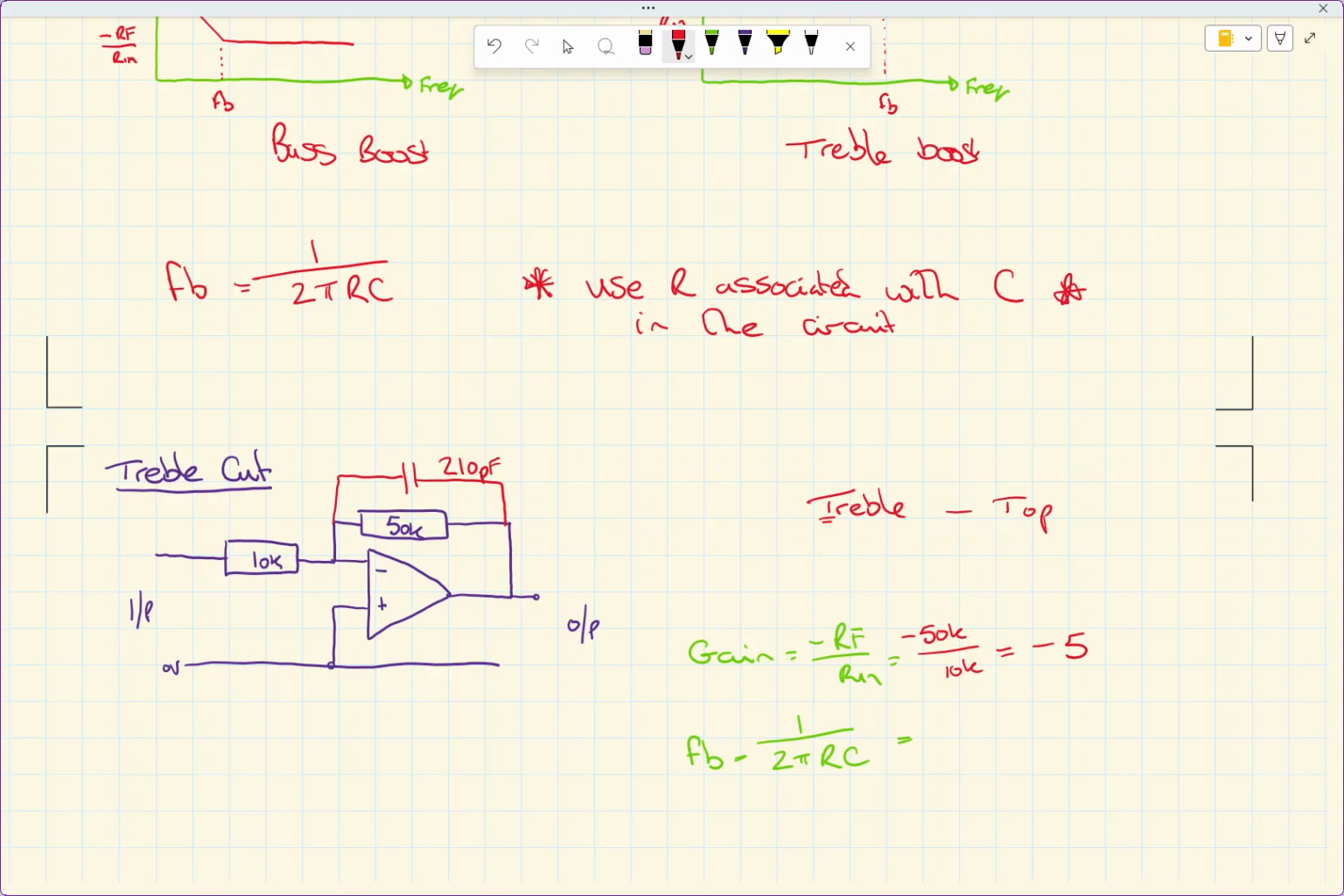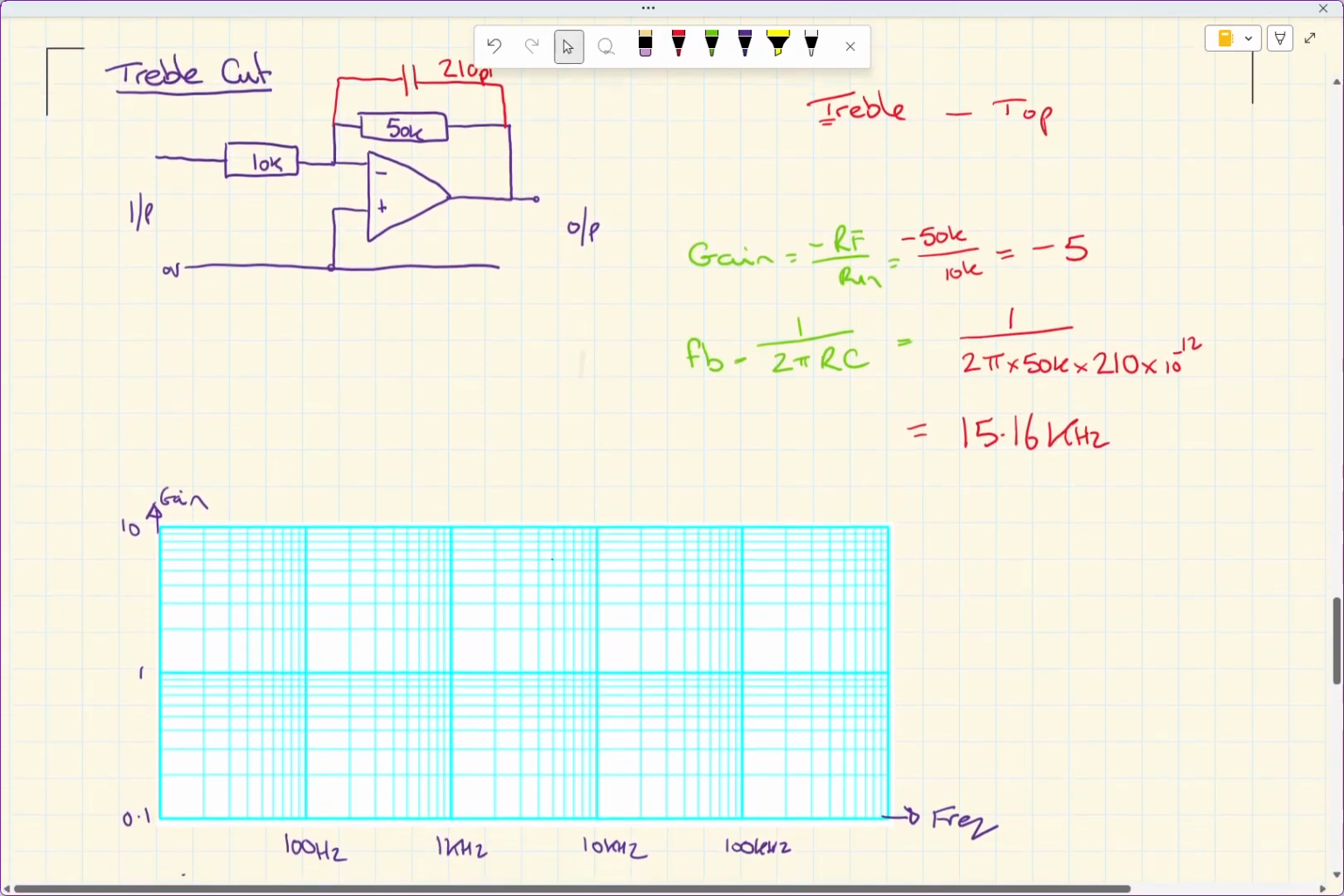And then looking at the break frequency, well, it's the 50k resistor that's associated with that capacitor. So when I pop my values into my formula, 1 over 2 pi times my 50k resistor times my 210 times 10 to the -12 farads capacitor. So 210 picofarads, 210 times 10 to the -12, gives me a treble cut at 15.16 kilohertz. Okay, so what does that then look like on a graph?